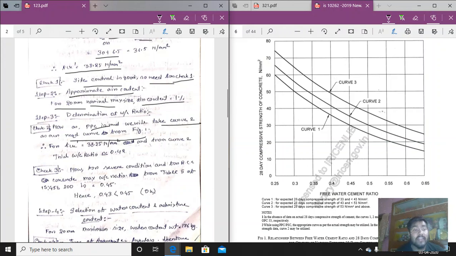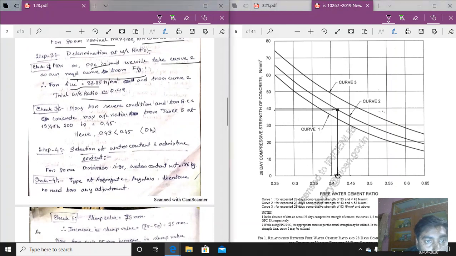So what is the target mean strength f'ck? We have got 38.25. Now if we draw a perpendicular line from this, near about 38.25, near about 40, a straight line that connects this point on curve number 2, and then a perpendicular line connected to that point. If it is 0.4, it is 0.45, it may be taken as 0.42. So we are taking the trial water cement ratio 0.42 as per figure number 1.